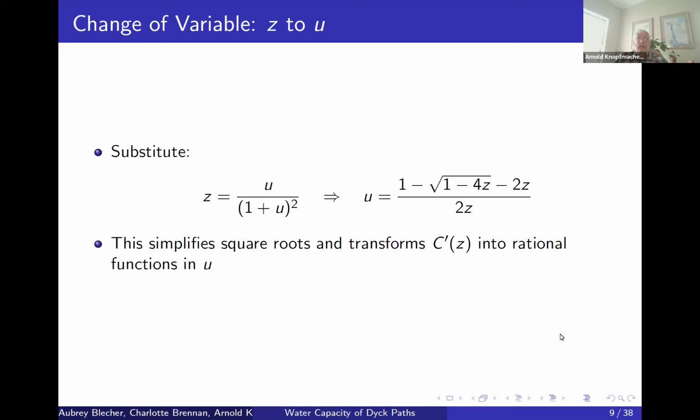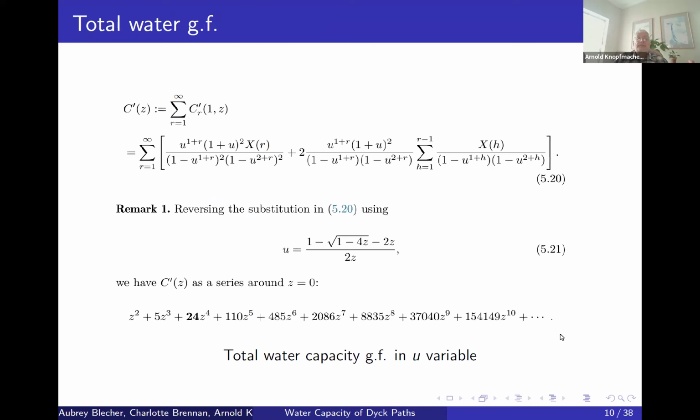So what that means is the square roots are hidden, and we end up with a rational function in u for our generating function. And here is a fairly compact version of what the generating function looks like in terms of the simpler u variable. So that's what's called equation 5.20. And even in the u variable, this is not something that one would consider to be very easy to manage, because the first thing we notice is that we in fact have a double sum over h and over r.